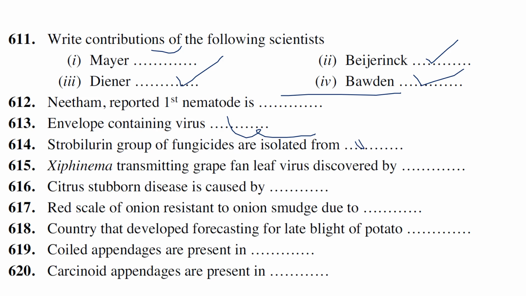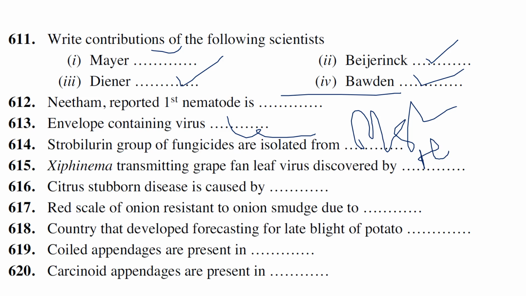Strobilurin group of fungicides are isolated from a mushroom called Strobilurus tenacellus. Xiphinema transmitting grapevine fanleaf virus was discovered by Hewitt et al. in 1958, who first discovered that grapevine fanleaf virus is transmitted by the nematode Xiphinema index.